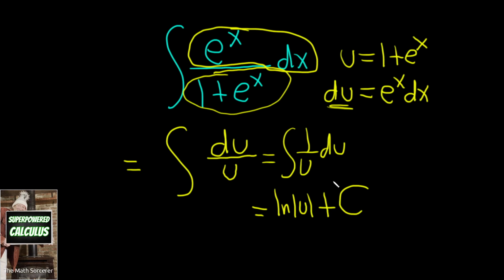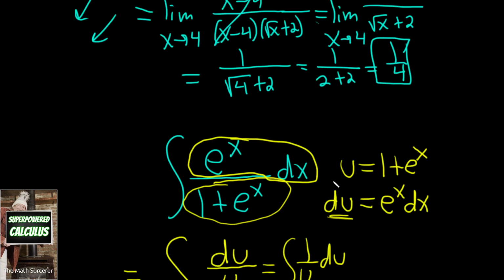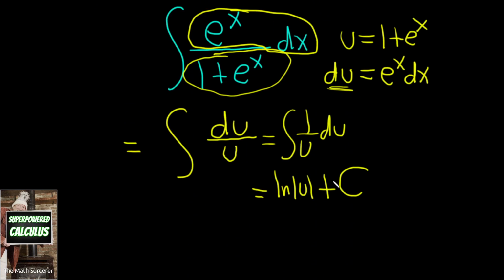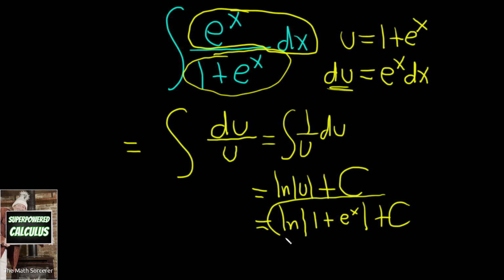However, we are not done, right? We have to go back to the original variable, right? The original variable was x, right? So what I'm going to do now is just write this as the natural log of the absolute value of 1 plus e to the x plus our constant of integration, capital C.